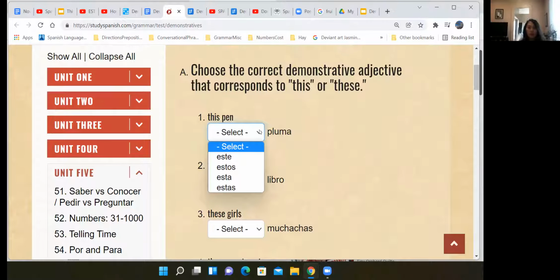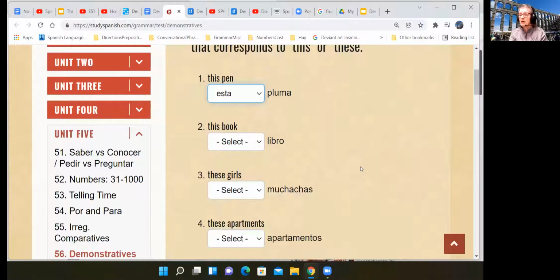Esta pluma. Now these are going to be a big deal. You need to match these up right. This can't be a no big deal. These are where they're nouns, you should know what they are. This book, este.